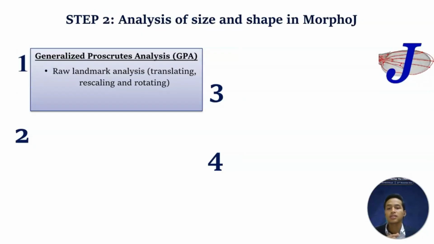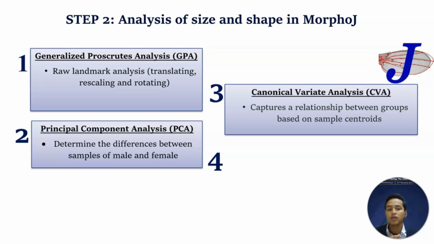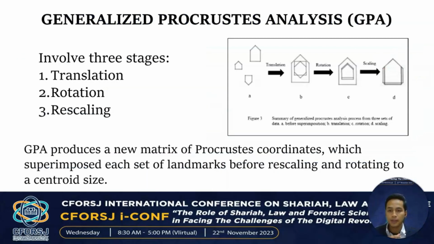Then we analyze the size and shape using MorphoJ. By using MorphoJ, we can perform the GPA, which is a raw landmark analysis. Then we do the PCA to determine the differences between male and female samples. Then CVA, where we capture the relationship between the groups based on the sample centroid. The last one is the discriminant function analysis, which includes cross-validation to assess classification accuracy.